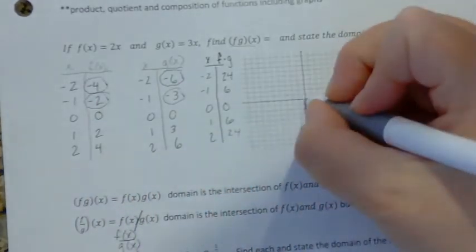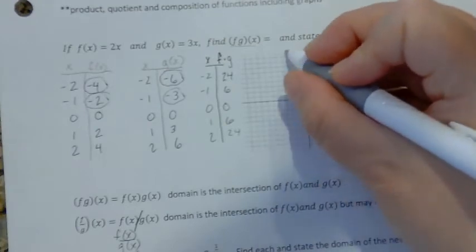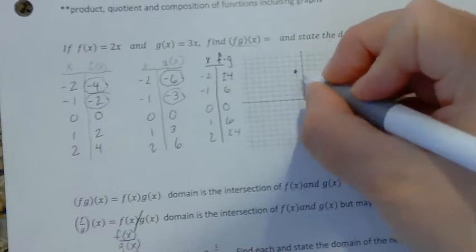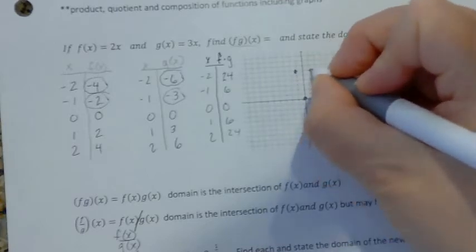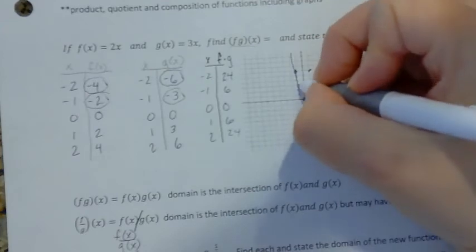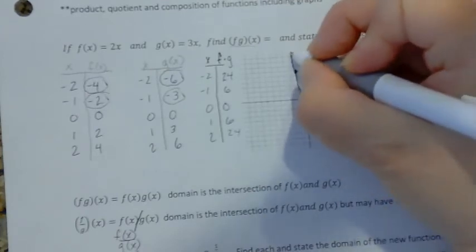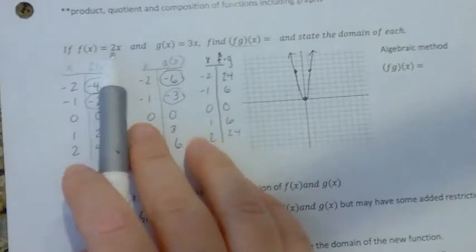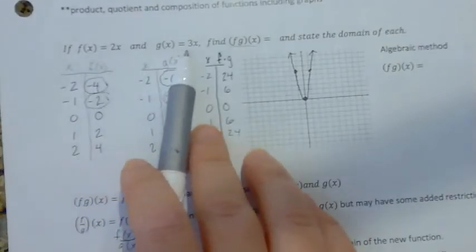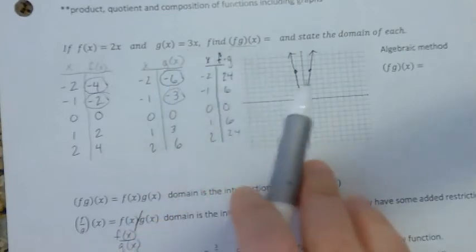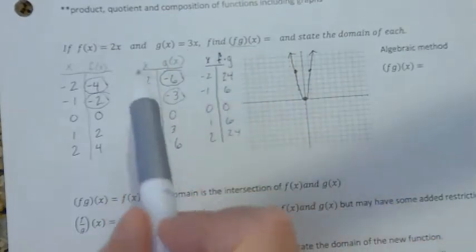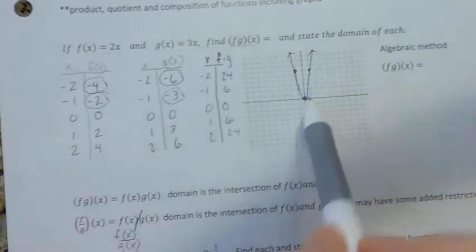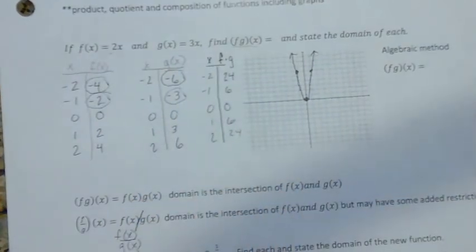So if I graph this, -2, 24, that's off the chart. -1, 6. 0, 0. 1, 6. So you can see that when I take the outputs of this f function and multiply it times the output of the g function, I get a new function. And this new function, even though the first two were linear, becomes a quadratic function. And you can see how that works by using the graph.